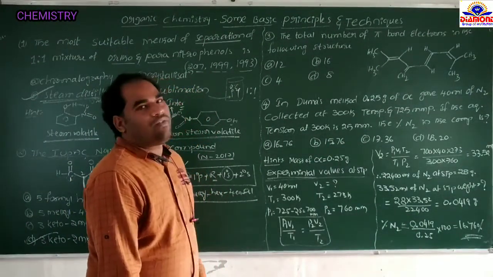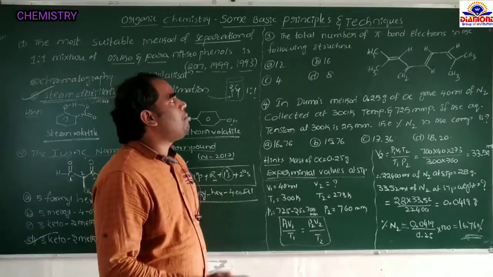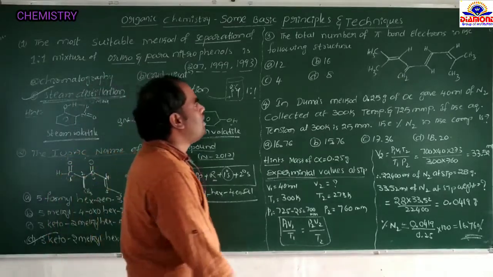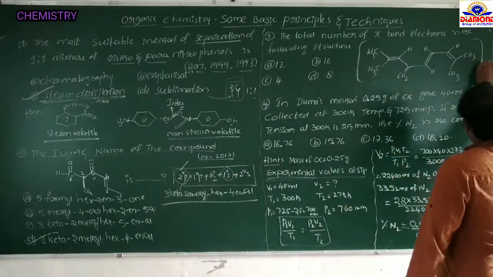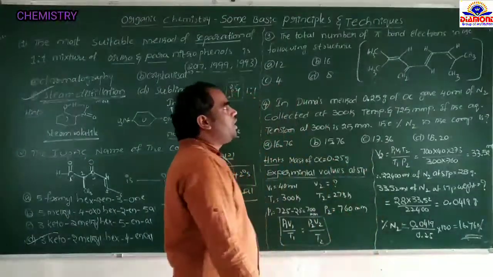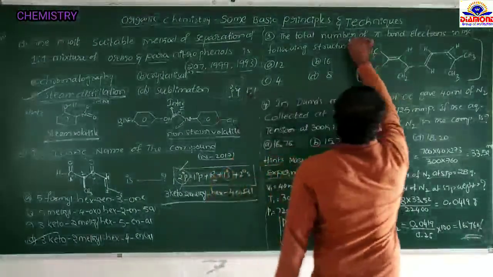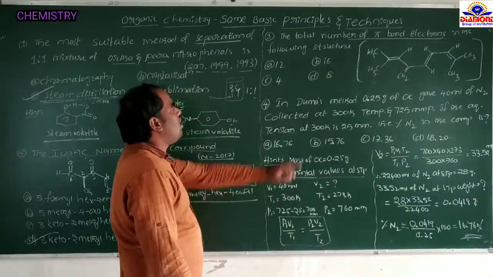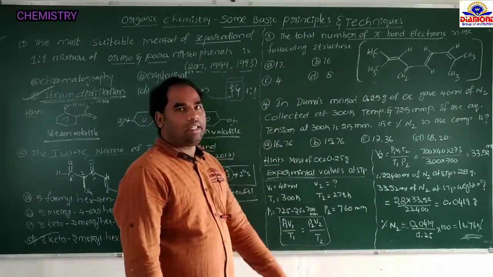So this is a 2015 question. Total number of pi bond electrons in the following structure. Here this is the structure of an organic compound. In this, they are going to ask the number of pi bond electrons. So how many pi bonded electrons are present? Option A 12, option B 16, option C 4, option D 8.